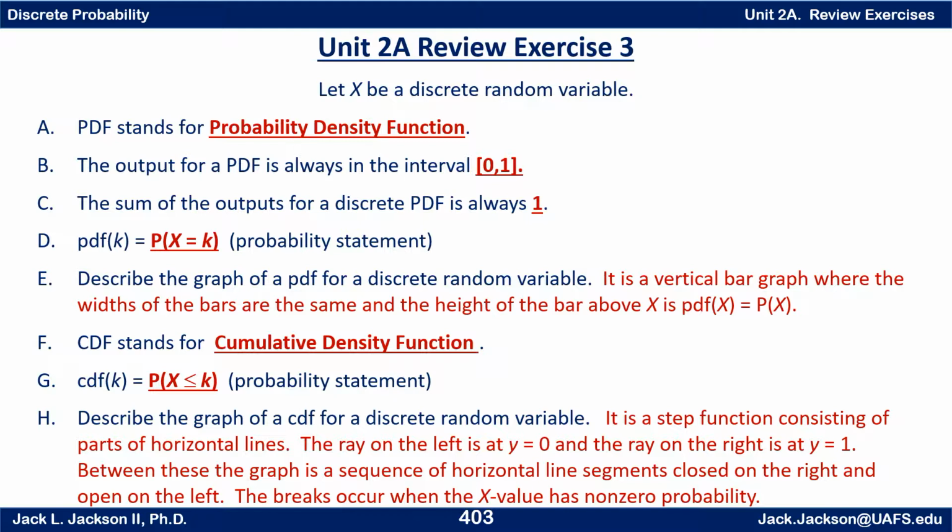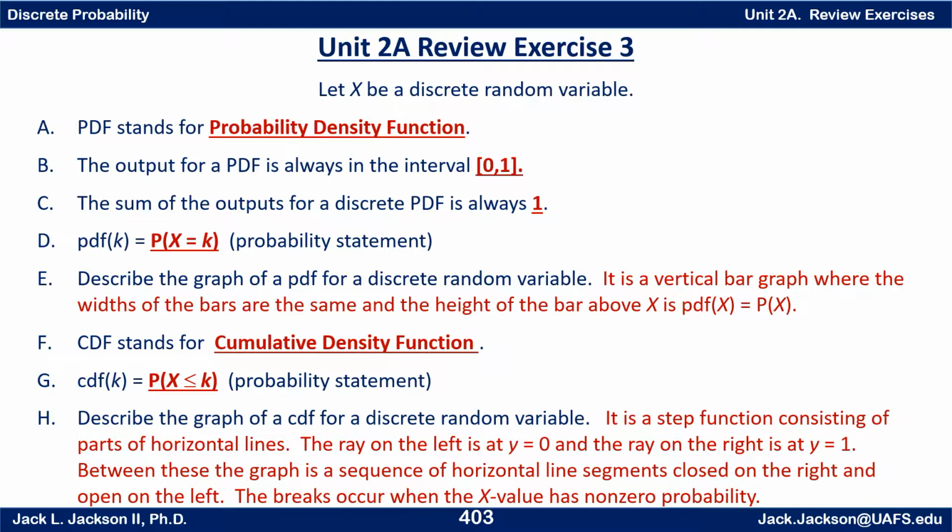The probabilities all must add up to 1 because the PDF is evaluated at all possible different values of the random variable, and they take up all possibilities in the sample space. PDF of k is the probability that X equals k. So the output of the PDF is the probability associated with that input value.